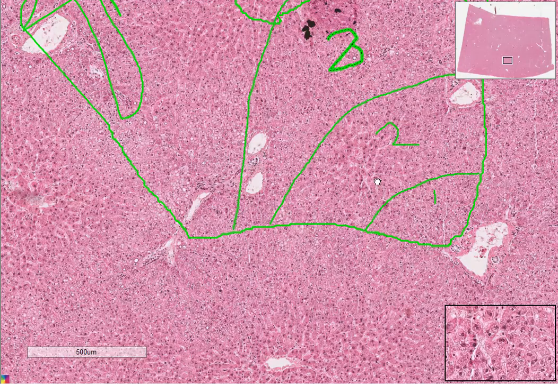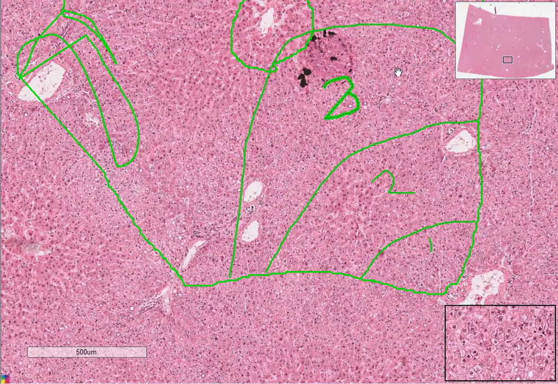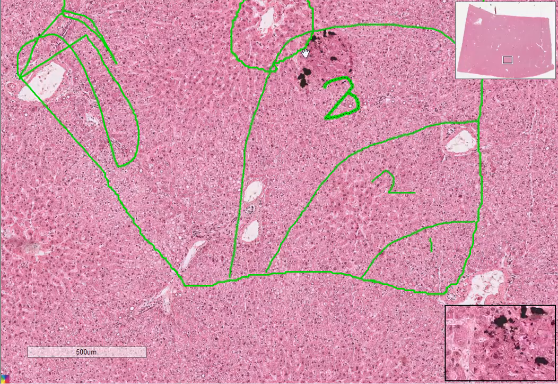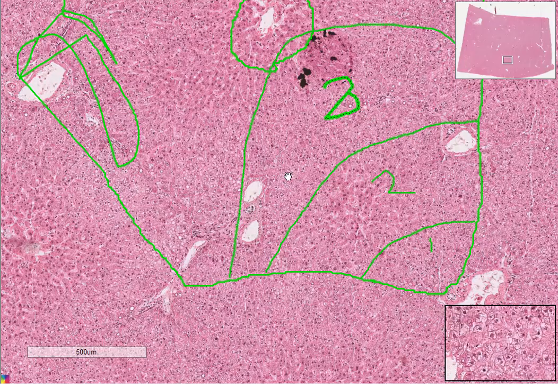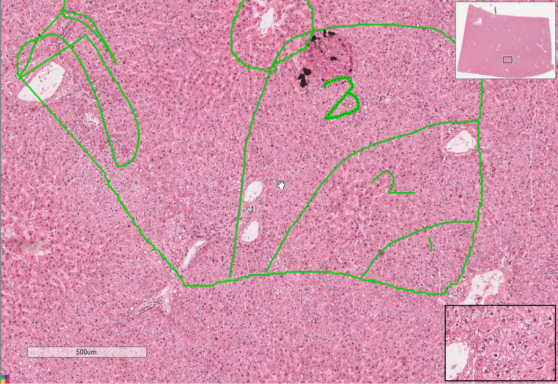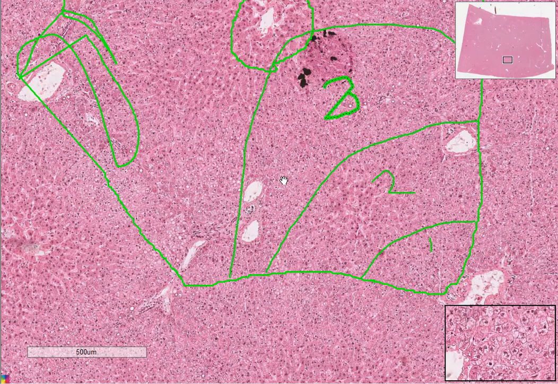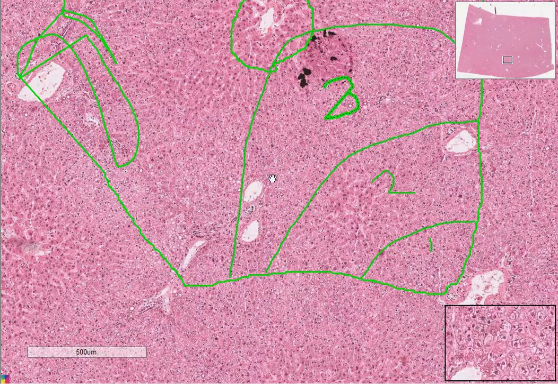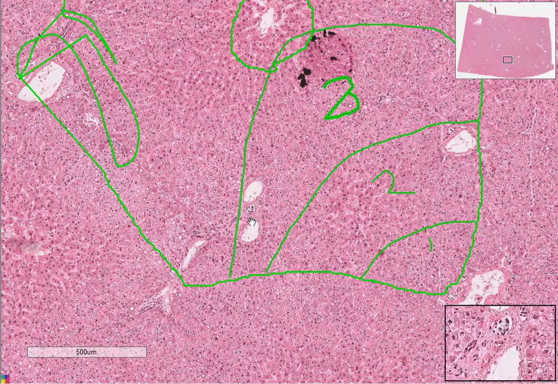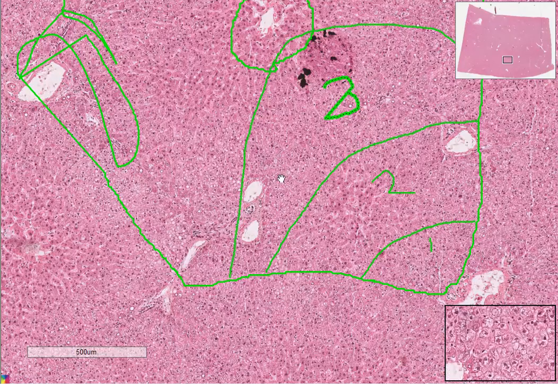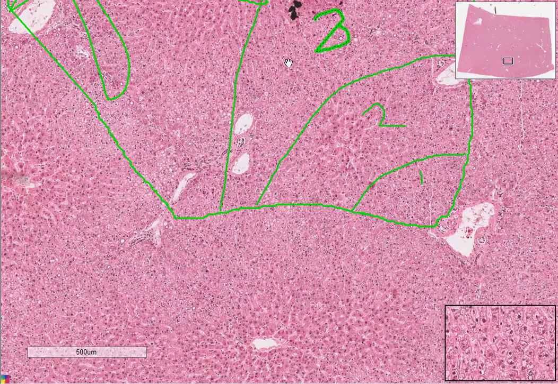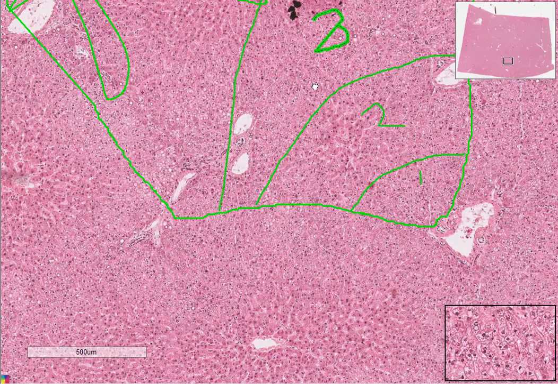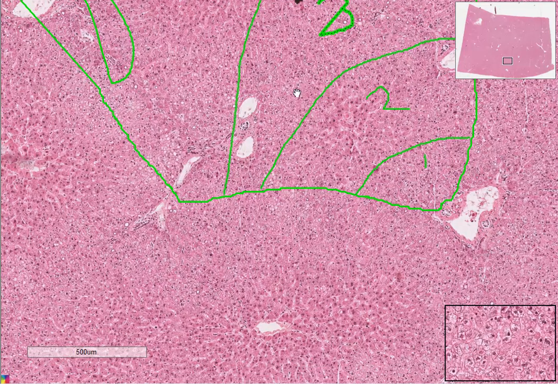While zone 3, which has the highest concentration of the cytochrome P450 enzyme, which is very important even in pharmacology, is more prone to acetaminophen or paracetamol toxicity. So it gets damaged more by toxins like carbon tetrachloride and paracetamol or acetaminophen. And it's actually more prone to ischemia.